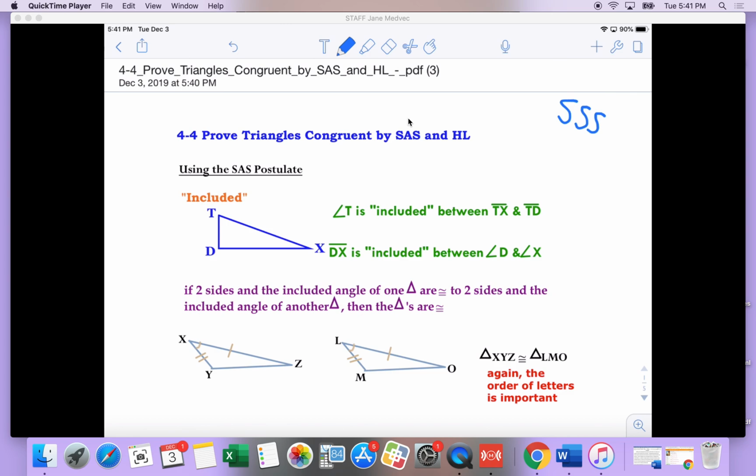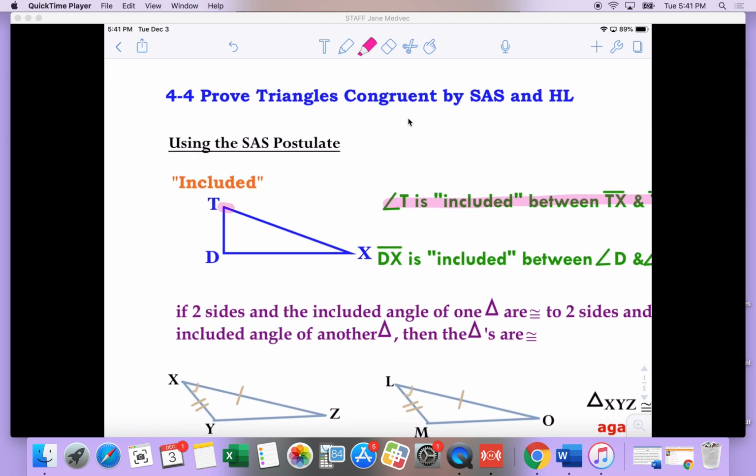Today what we're going to do is move on and look at side, angle, side. Now the key with side, angle, side is the word included. What included means is that it's almost like it's hugged by the other parts. So for example, when it says T is included, angle T is included between TX and TD. If I take a close look at this, here's TX, here's TD, and this angle T is included. It's in between those two sides.